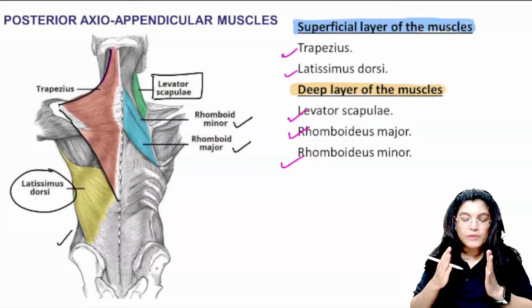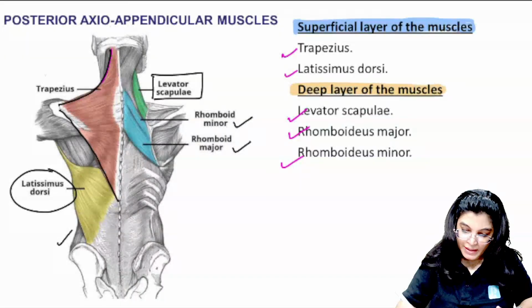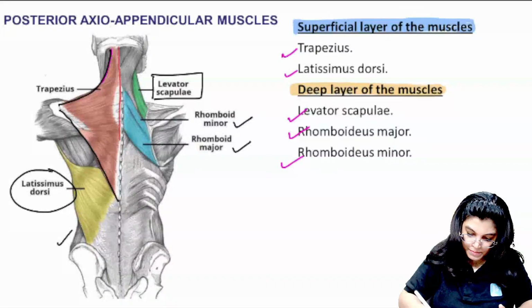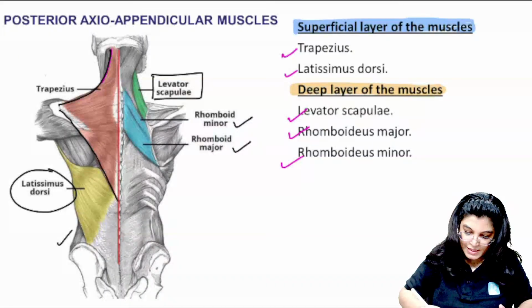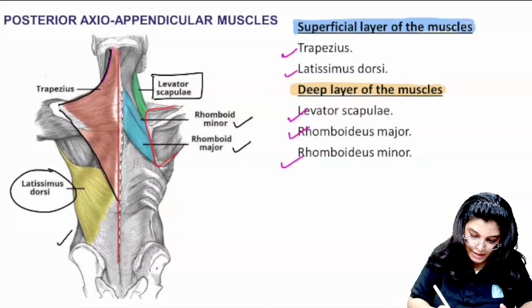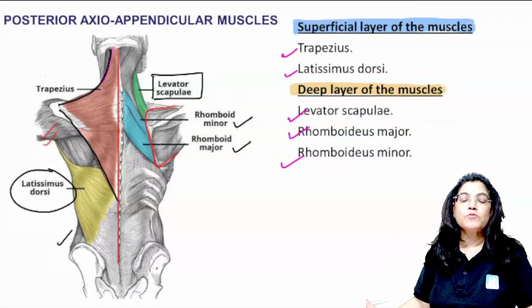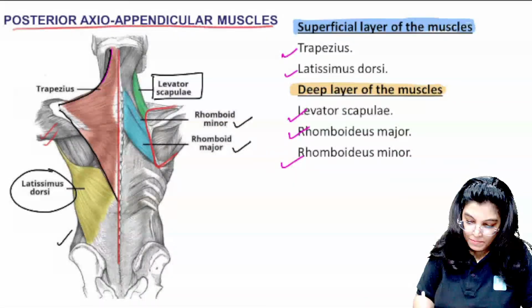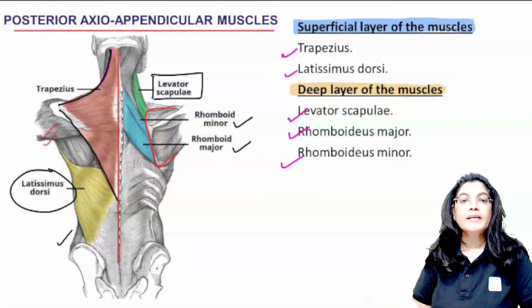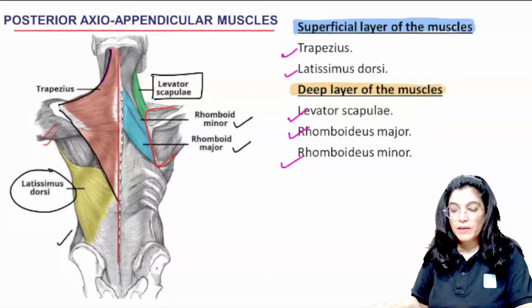If you see this image, you can appreciate this important point: this is the midline, the axial skeleton, and the axial skeleton is connected to the surrounding bones. That is, these muscles connect the appendicular and axial skeleton. So they are called posterior axio-appendicular muscles. This is the reason they are called axio-appendicular muscles. One by one, let's see the attachment of each muscle.